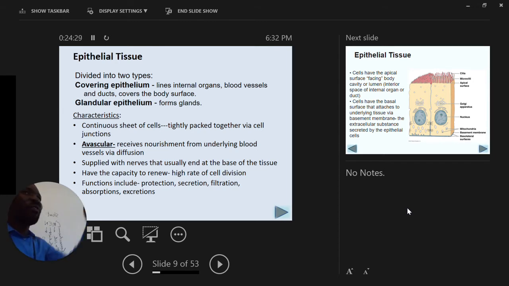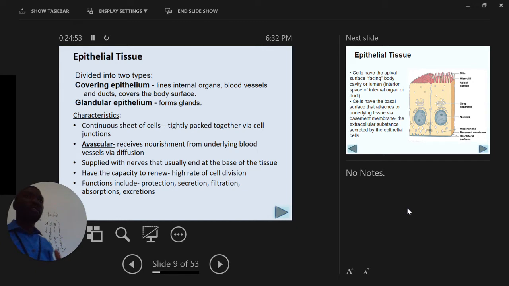Another way you can see them is, where they are covering, they cover the body surface. When they line internal organs also, they are also covering. So they can cover or they can line. Does that make sense? So think about it. They are covering and lining. What's the difference between a cover and a lining? I'll explain.